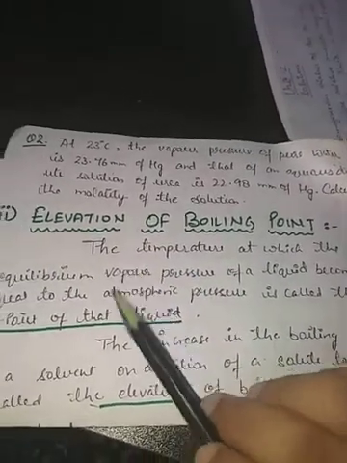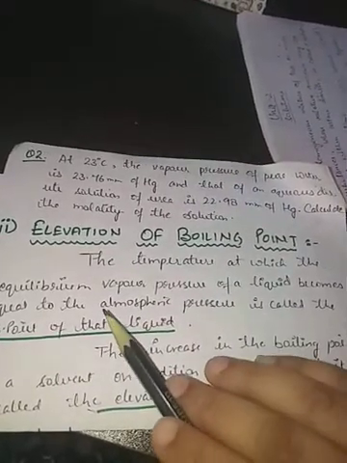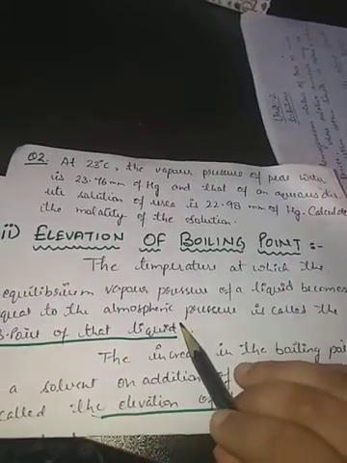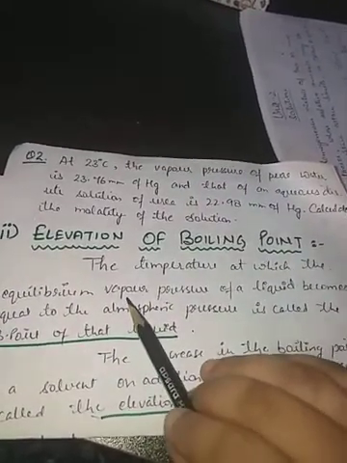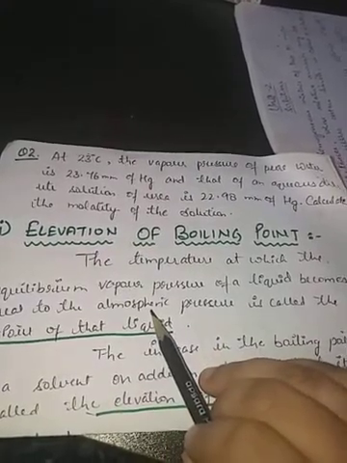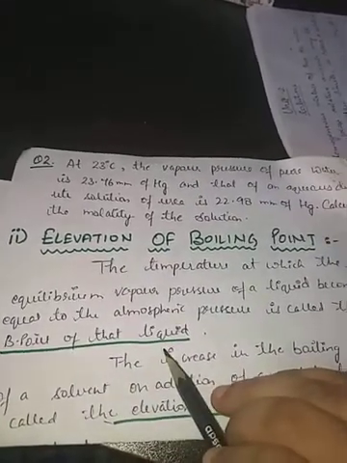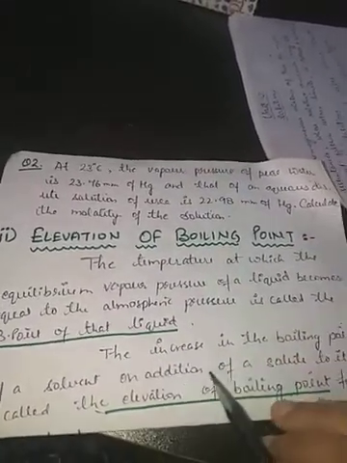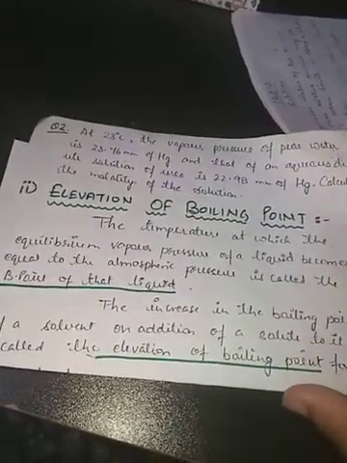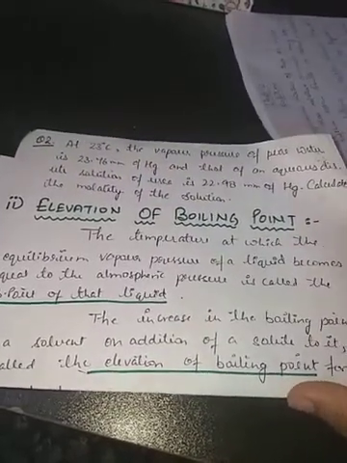See, what is the boiling point of any liquid? It is a temperature at which the equilibrium vapor pressure of a liquid becomes equal to the atmospheric pressure. When the vapor pressure of that liquid becomes equal to the atmospheric pressure, that particular temperature is called the boiling point of that liquid. The increase in the boiling point of a solvent, when a non-volatile solute is added to a solvent, its boiling point increases.